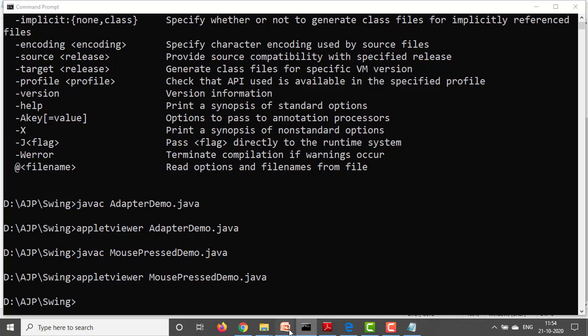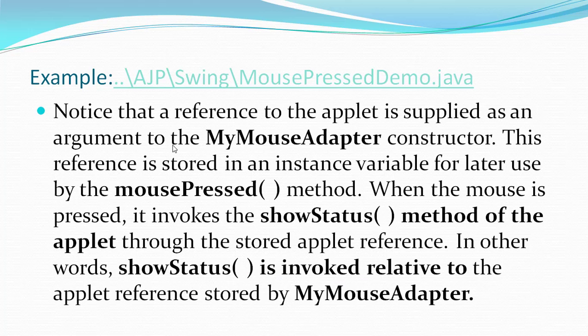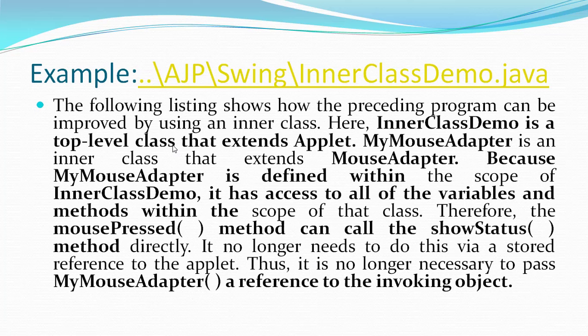See this example, InnerClassDemo. The following listing shows how the preceding program can be improved by using an inner class. Here InnerClassDemo is a top level class that extends Applet. MyMouseAdapter is an inner class that extends MouseAdapter, because MyMouseAdapter is defined within the scope of InnerClassDemo.